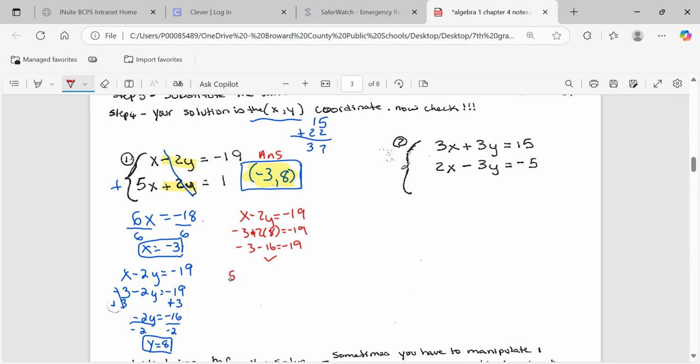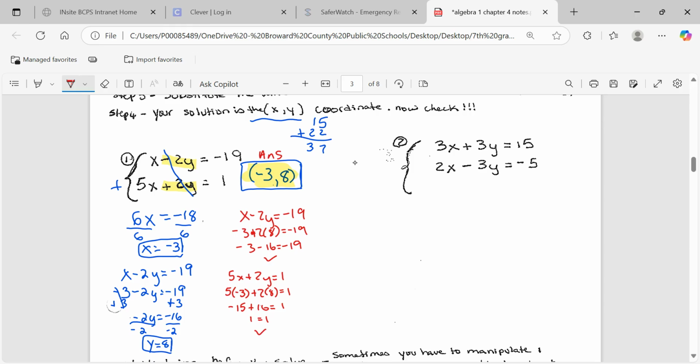Then I would have 5x plus 2y, that's equal to 1. This is 5 times negative 3 plus 2 times 8, and that should be equal to 1. 5 times negative 3 is negative 15, plus 16 should equal 1, and lo and behold, yes, it does. I know I am okay. I'm good to go. You pause and try number 2.